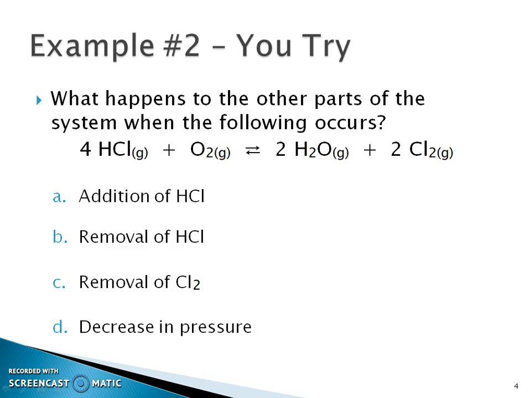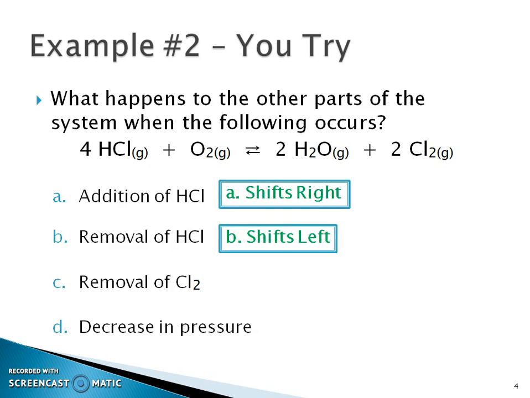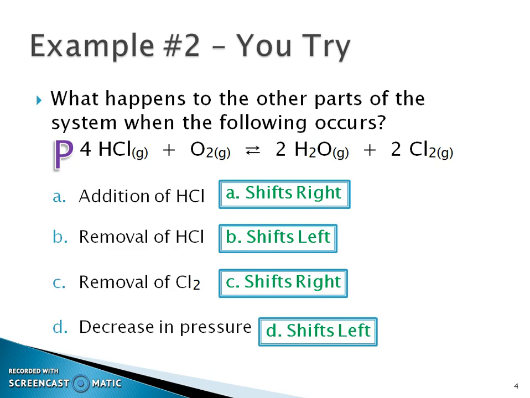Okay? Should have gotten that, and that, and that. How about D? Decrease in pressure. Well, I see 4 and I see 1. So I have 5 moles total on the left as reactants. 1 plus 2, I see 4 moles total on the right. So I would have put the P on the reactant side and got the answer of shifts left.